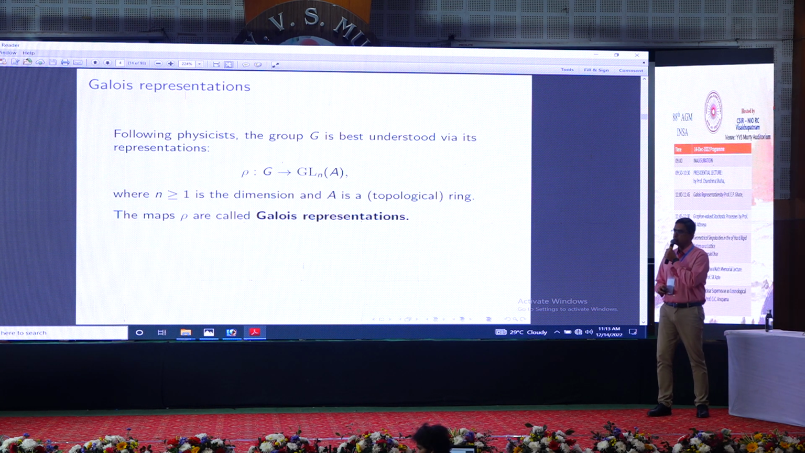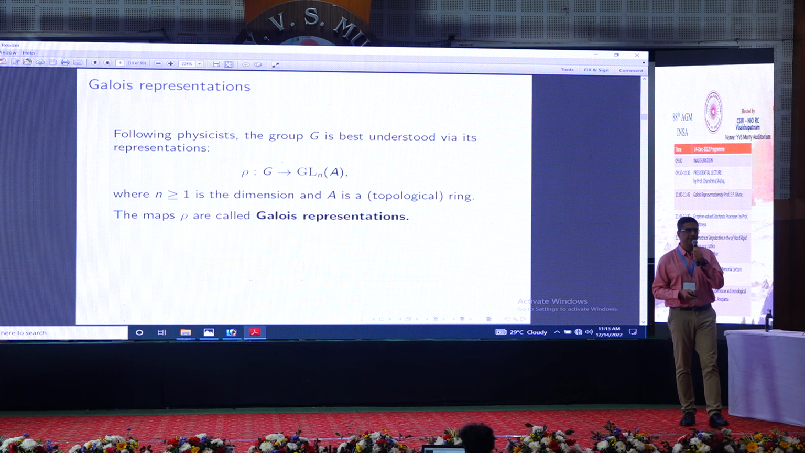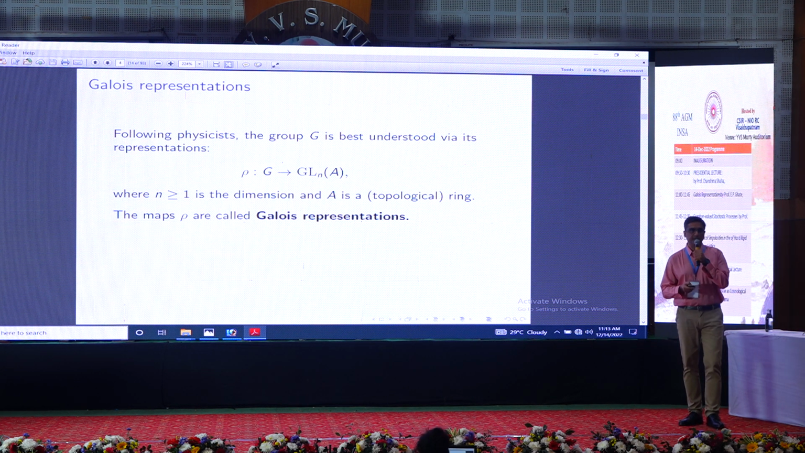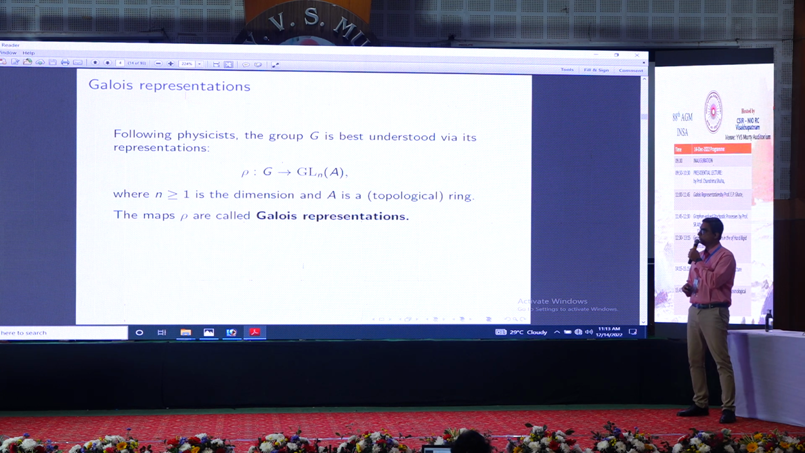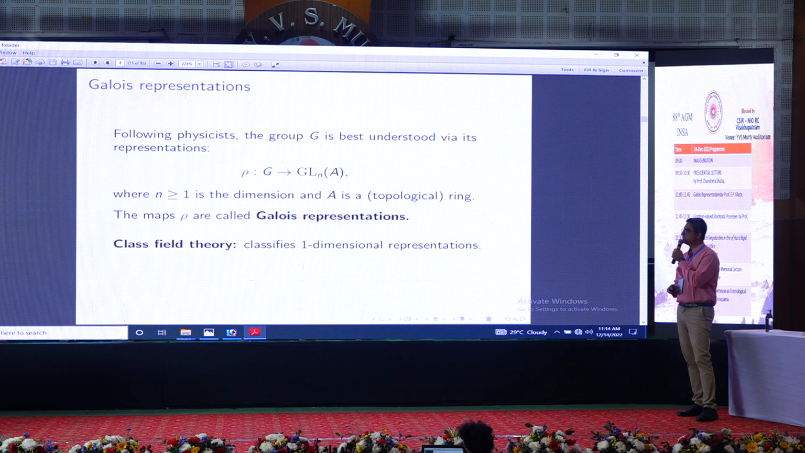A is some ring. It's going to wind up being some p-adic ring, but just think of it as some field or some ring right now. For example, you could think of the complex numbers, but in this talk, it won't be the complex numbers. So these maps are called Galois representations.